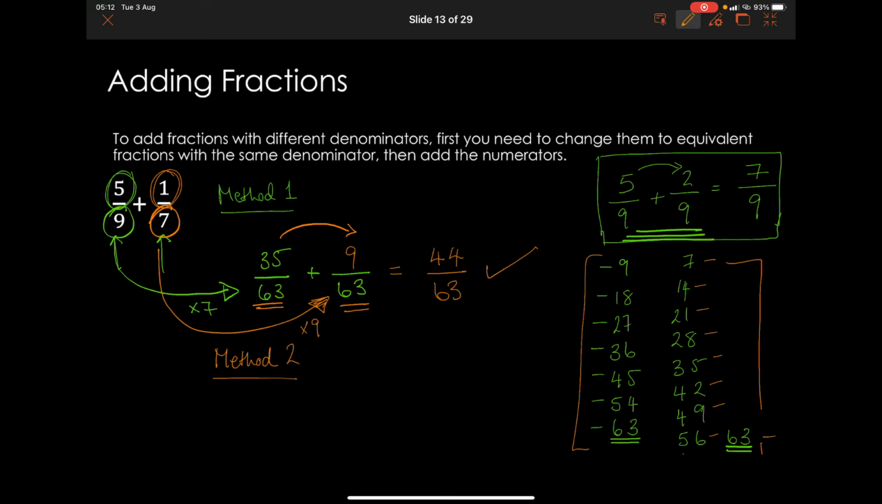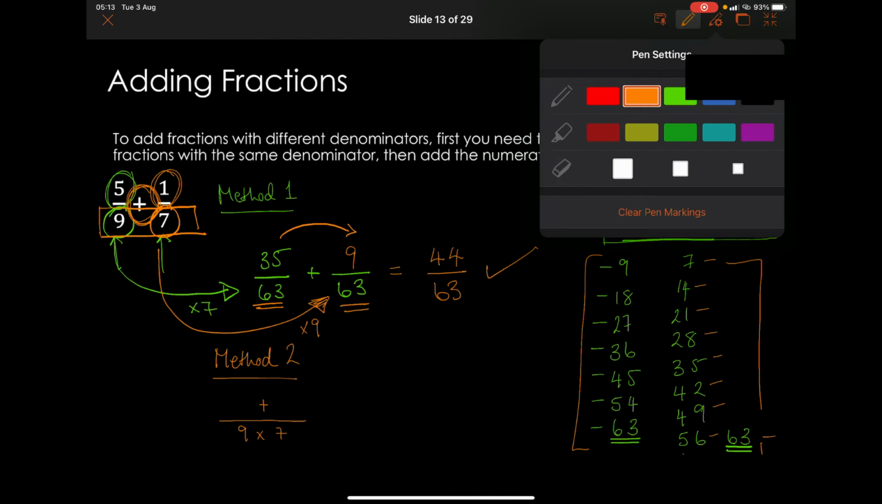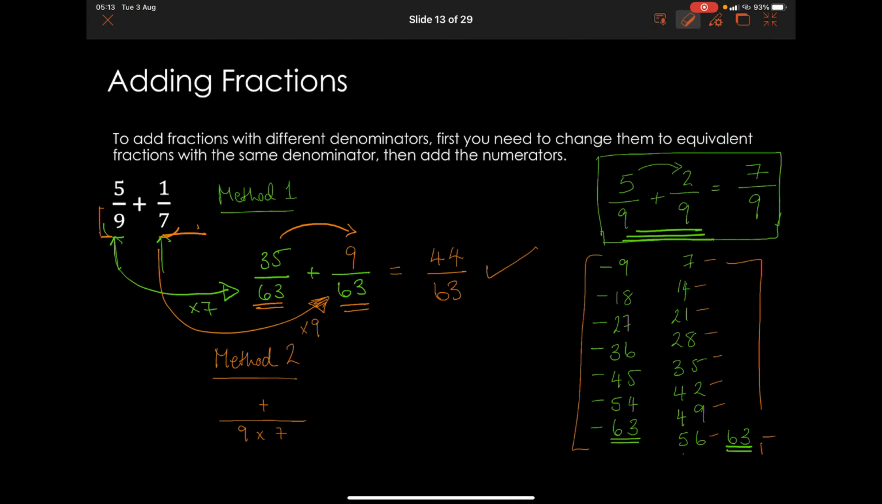So what I'm going to do is write out my fraction again, but this time I'm going to write 9 times 7 on the bottom, because if I look at my fractions over here, I've got 9 and 7 on the bottom of my fractions. And then I'm going to put add at the top because it's an addition question. Now I'm just going to do some rubbing out because I don't want to confuse you, so let's just get rid of some of these arrows. All right, sorry about that.